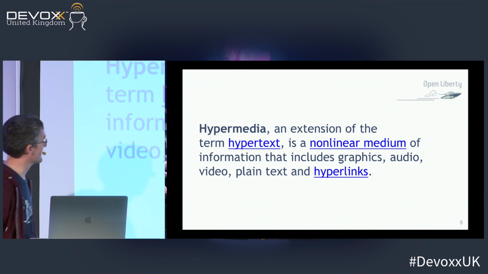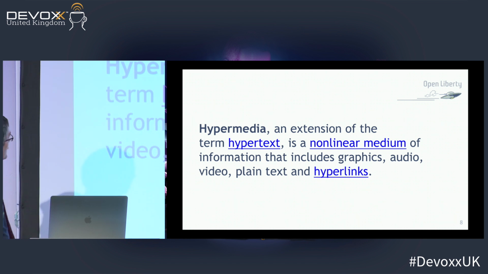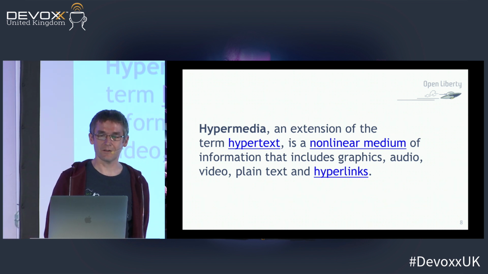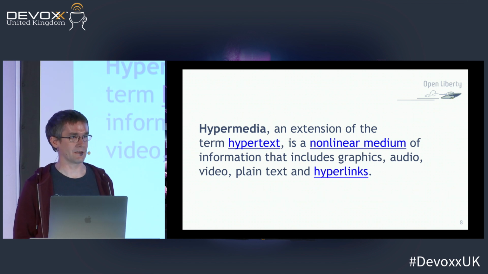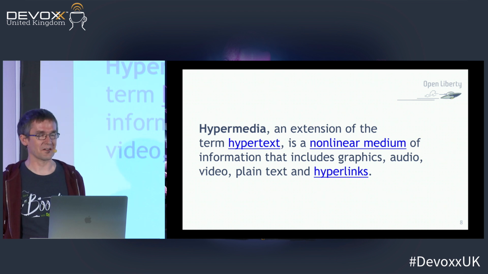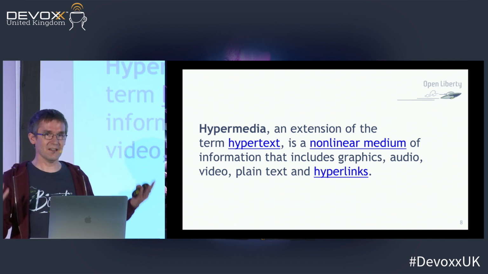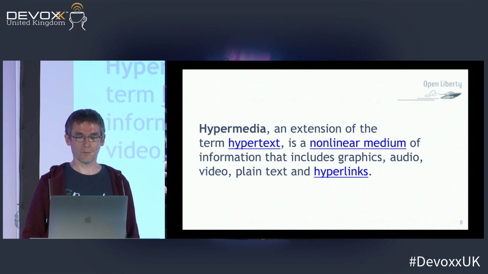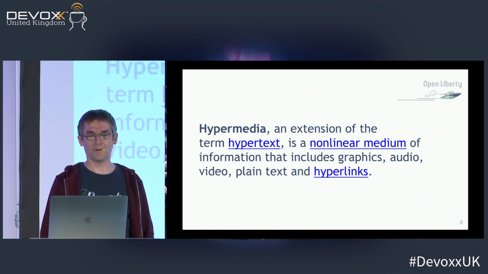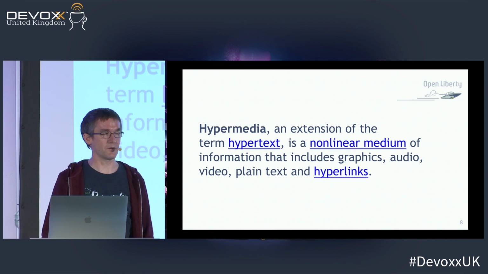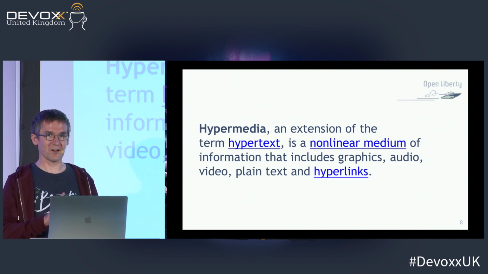So I thought, well, let's break it down a bit and look at what hypermedia means. This is some kind of dictionary definition: an extension of the term hypertext is a non-linear medium of information that includes graphics, audio, video, plain text, and hyperlinks. So if we try and understand that, let's start with hypertext. Hypertext is essentially text which is all interlinked, so you have a graph of text. But we're talking about multimedia, so things like graphics and audio and video and text as well. So hence hypermedia.